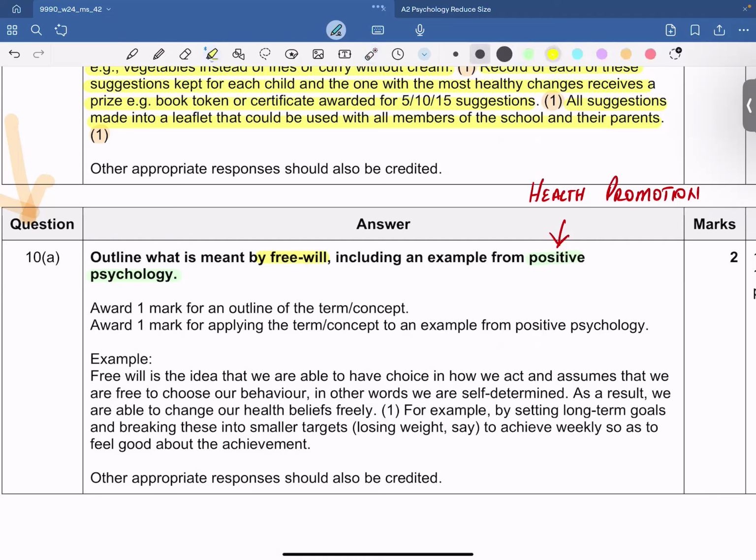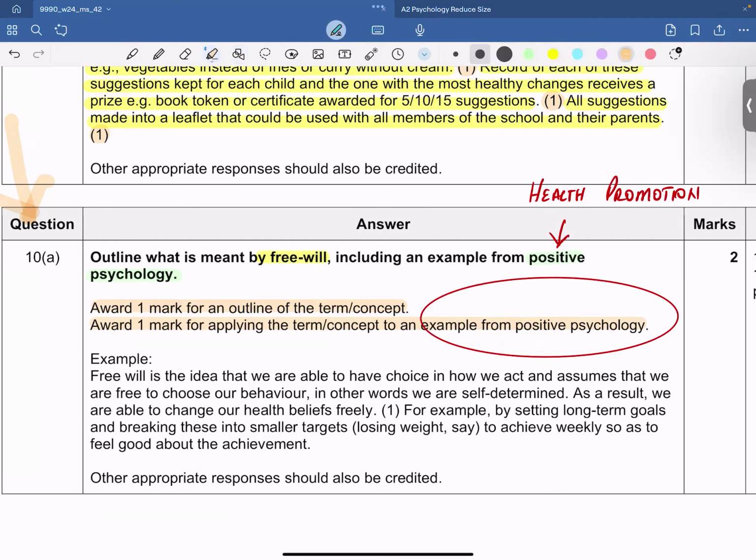If we have a look at the way these marks are awarded: 1 mark for applying the term or the concept to an example from positive psychology. And the first mark you would have received by outlining the term or the concept, and you'd receive the second mark only when you give an example from positive psychology.